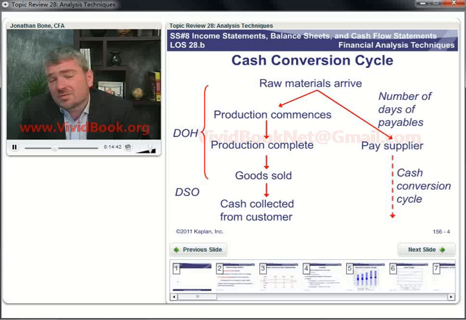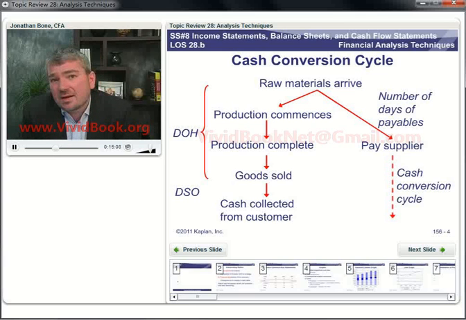Now, of course, for many manufacturing firms, they'll pay their suppliers long before they collect their cash from their customer. In other words, this cash conversion cycle needs to be financed. And what that tells us is a company that has a cash conversion cycle like this, where they're paying suppliers before receiving cash from the customer, could not support a current ratio below 1. So its current ratio would have to be above 1.